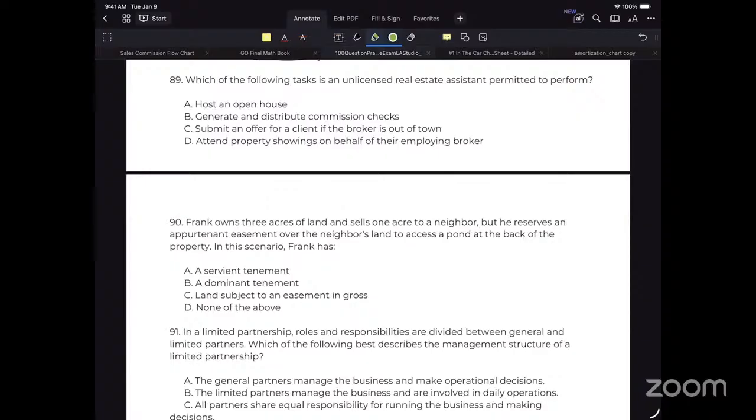Which ones could an assistant do and not get in trouble? So, host an open house, I'm going to say generally no. I'm thinking this is not the answer because if I was a seller, I would want somebody licensed in the house. Again, this is kind of going nationally, but I would assume you need to be licensed to be in there.